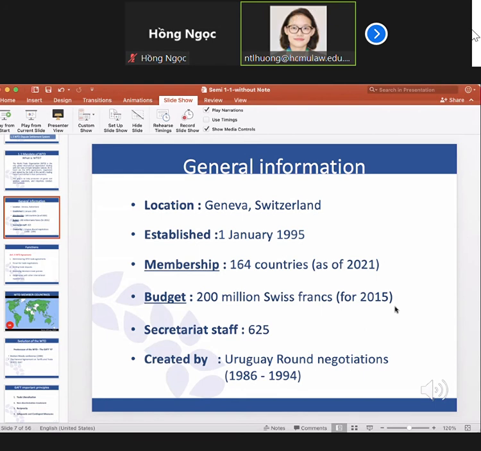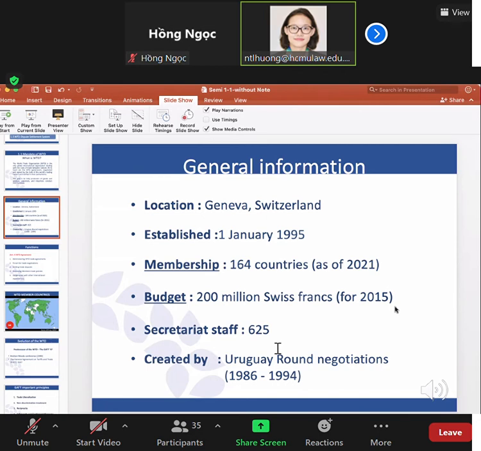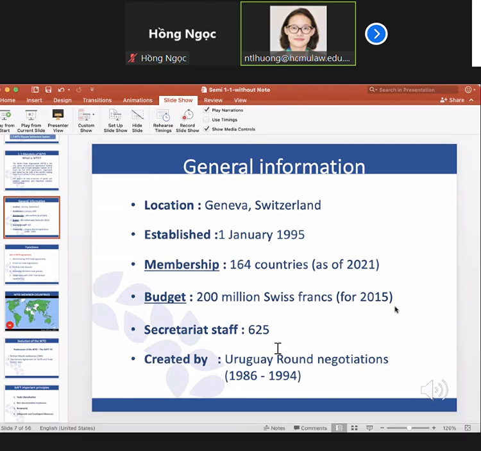And the WTO was created in the Uruguay Round negotiations, which were held between 1986 and 1994. And these are very basic information that you can easily get on the WTO website. You can also get more updated information via that website. Please make sure that you check it maybe after this class.